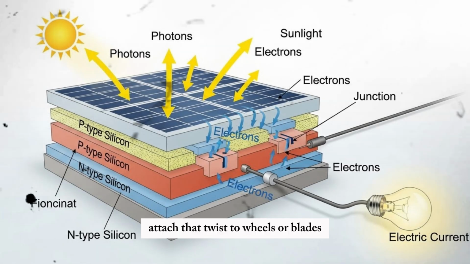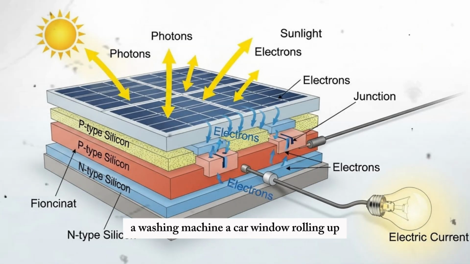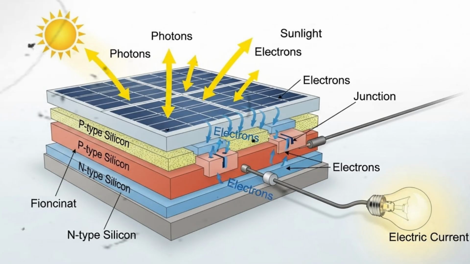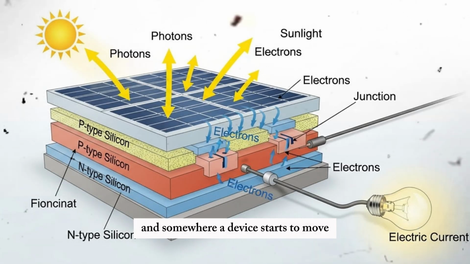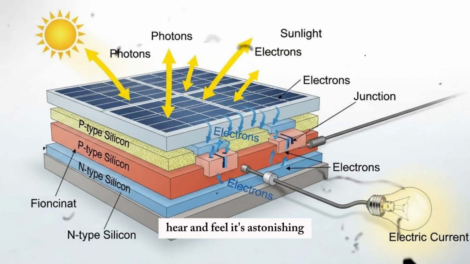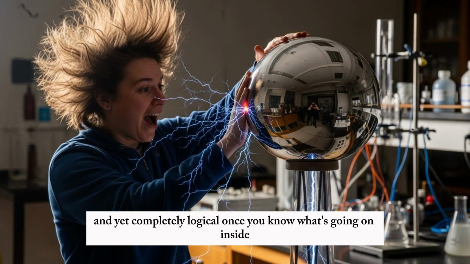Attach that twist to wheels or blades and suddenly you have a fan, a washing machine, a car window rolling up, a robot arm assembling parts. You flip a switch, electrons begin to march, and somewhere a device starts to move. A stream of invisible charges becomes mechanical action you can see, hear, and feel. It's astonishing, and yet completely logical once you know what's going on inside.